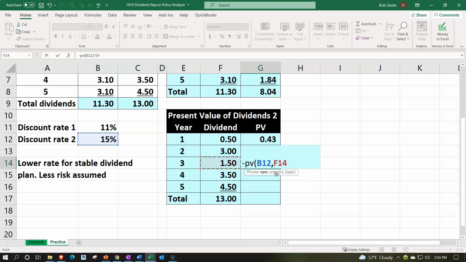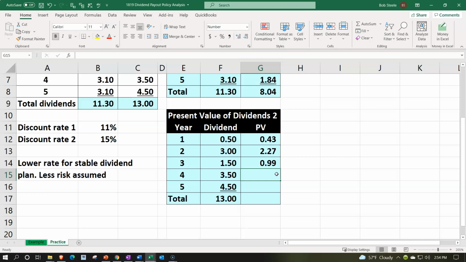Okay. So here we go. Number of periods 3, comma, comma, future value 1.5. So there we have it. Okay, so now let's delete these and do it one more time, absolute referencing and copying it down.